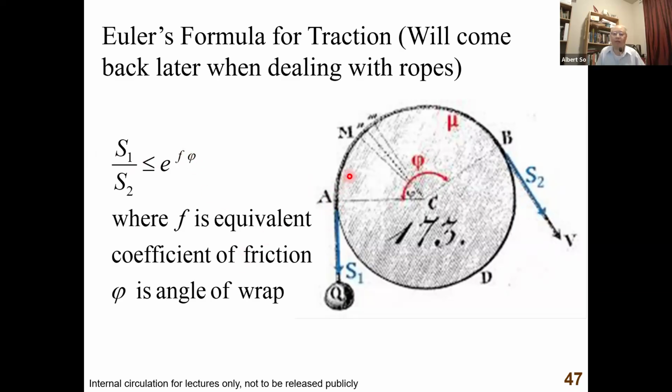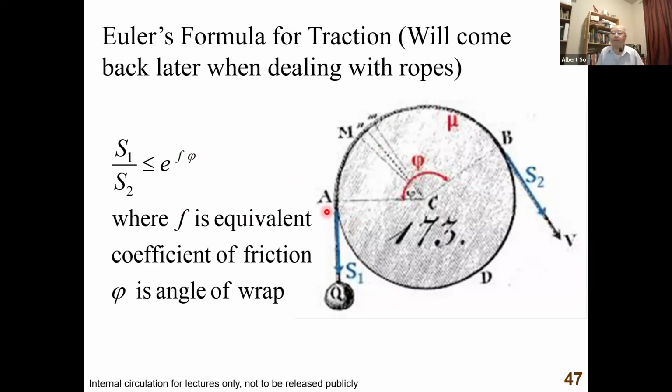Even though you have the same mu, the same coefficient of friction, the F is still different. Ropes are made of steel. The sheave is made of steel, although of different hardness. The ropes are usually harder than the groove of the sheave. So they're all steel, different types of steel. The coefficient of friction between steel and steel, mu, is not used. We use F here because F includes not only mu but also the geometry.